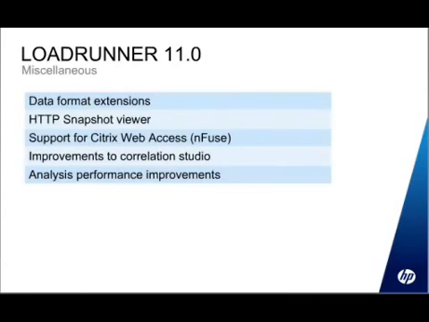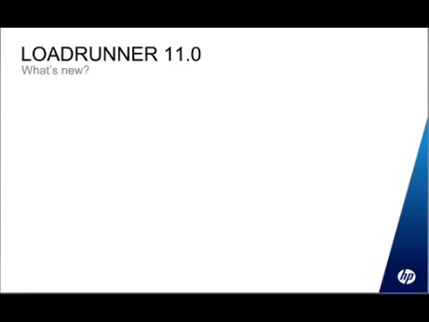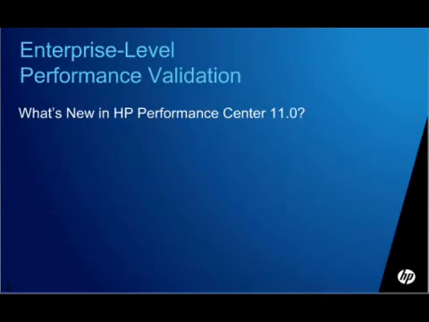Support for Citrix Web Access, the Enfuse protocol. And there's also been some improvements to the Correlation Studio. So if you are using traditional LoadRunner protocol, correlation should be a bit easier now. And there's some performance improvements to the analysis tool as well. So those are the new features, capabilities in LoadRunner 11. As I said, they apply to Performance Center as well. Those are all common technologies. The scripting technology and the analysis technology are the same in both products.